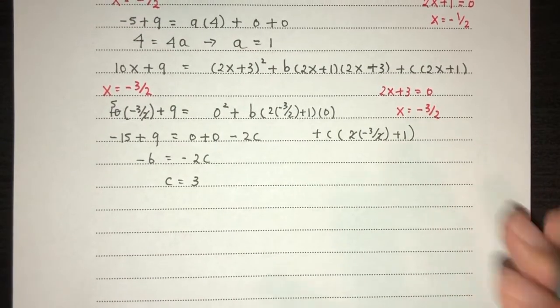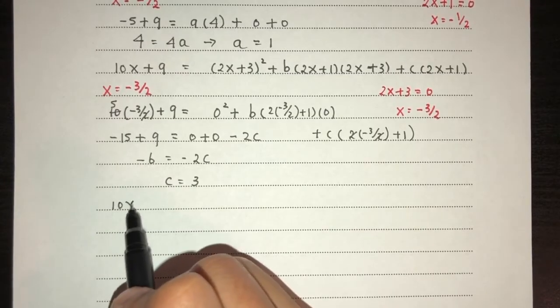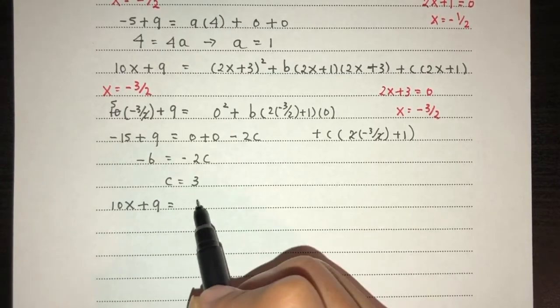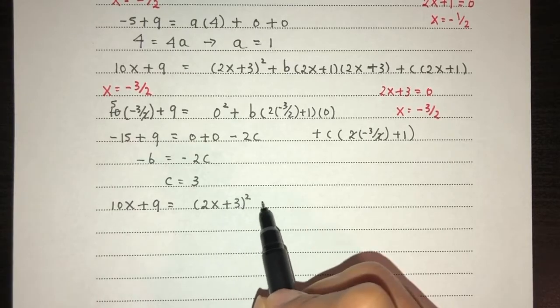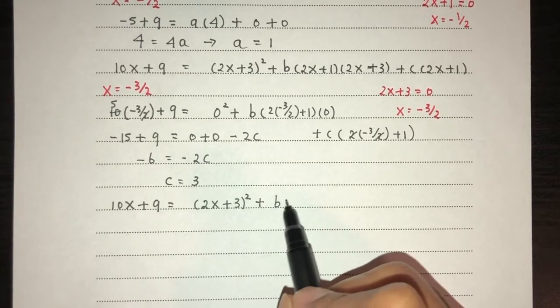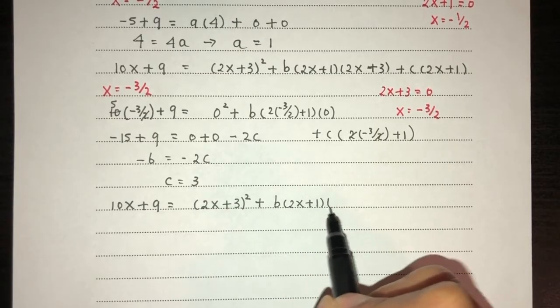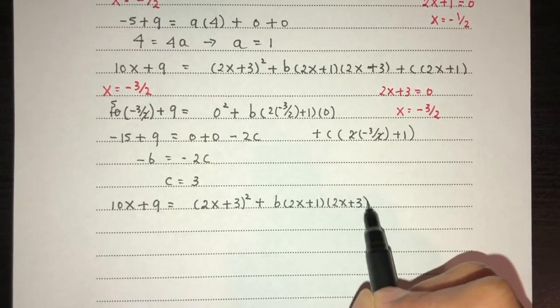So finally, you will have on one side 10x plus 9 is equal to a is 1, so 2x plus 3 squared, plus b we don't know, that is 2x plus 1 and 2x plus 3. C is 3.